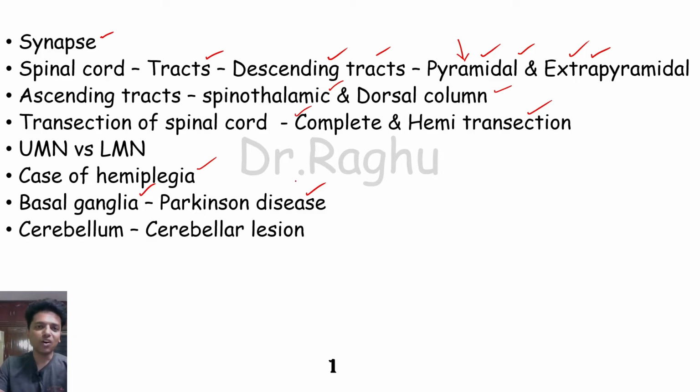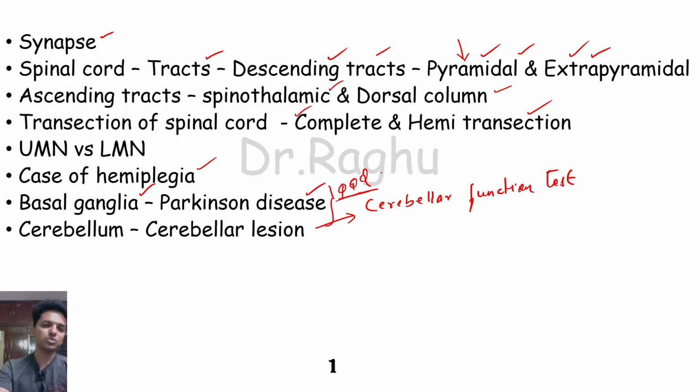Similarly, A to Z of cerebellum, including, a few times they have also asked cerebellar function tests. We do it in our clinical physiology lab. Write in the theory also what tests are done in the upper limb and what tests are done in the lower limb. So these are very important topics which you should not miss.